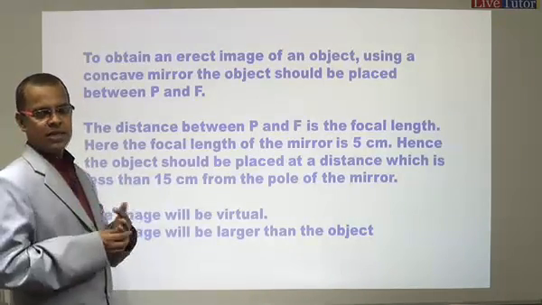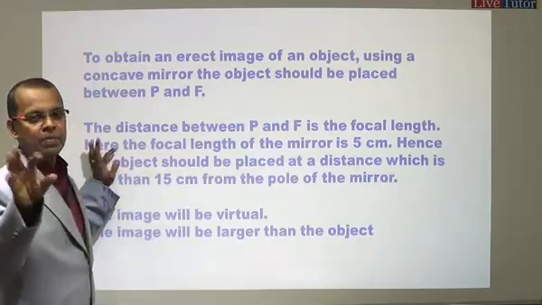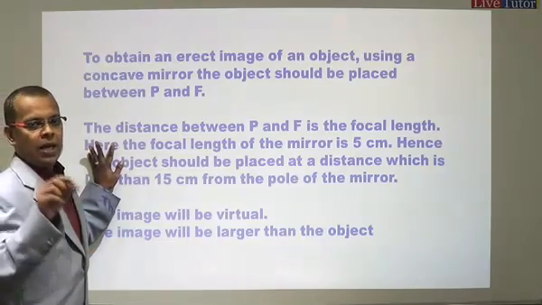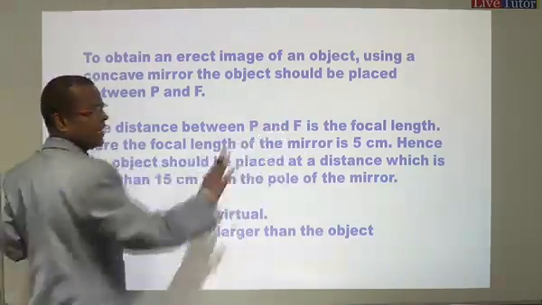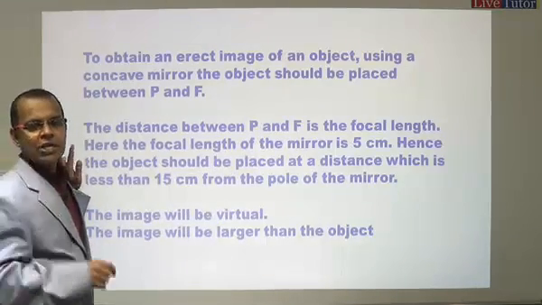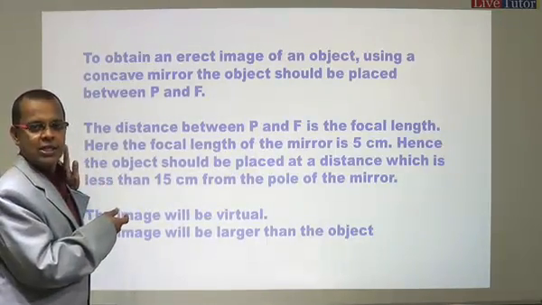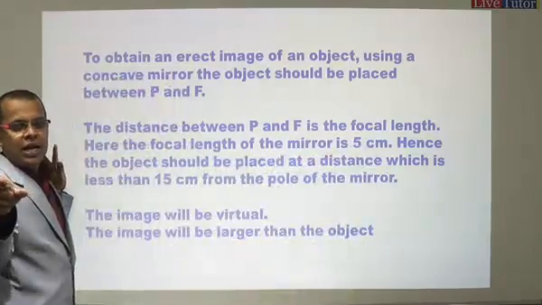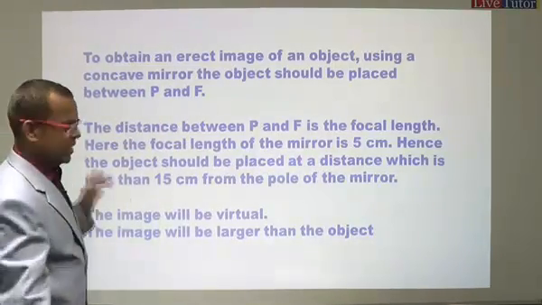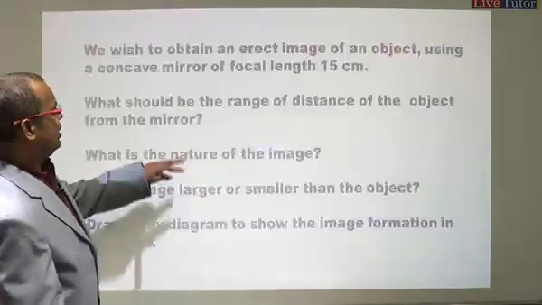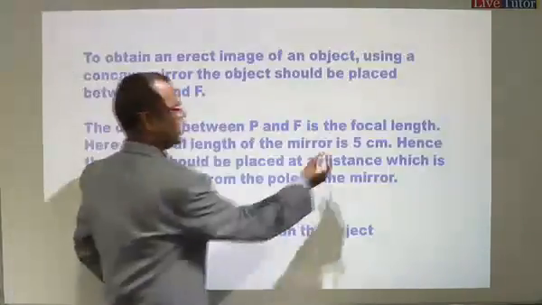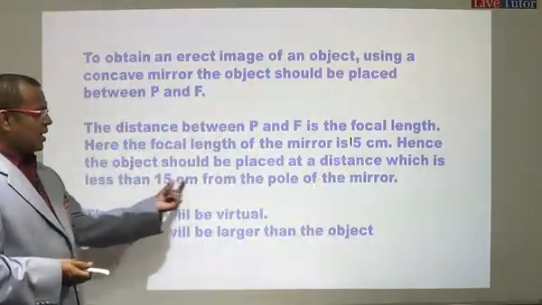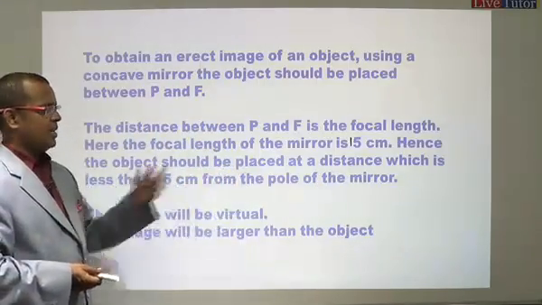As you have already suggested, the object should be placed between P and F, that is between the pole and the principal focus. And the distance between P and F, as I told you, is nothing but the focal length. So when you are keeping it in between these two, the focal length is given as 15 centimeter. So the object should be placed at any distance less than 15 centimeter, isn't it? Is it 15 or 5? It is 15 centimeters. So it should be anywhere between F and P, less than 15 centimeter.